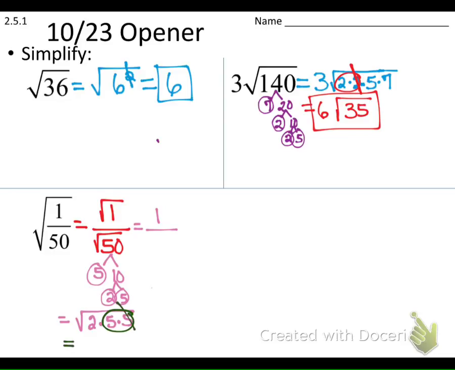So the square root of 50 in simplest form is going to be what? 5 square root of 2. Good, 5 square root of 2. So what you're going to do with this now, so the square root of 50 simplified as 5 square root of 2, you're just going to put that answer as your denominator. And that's it. That's all you do. So that's going to be your answer.